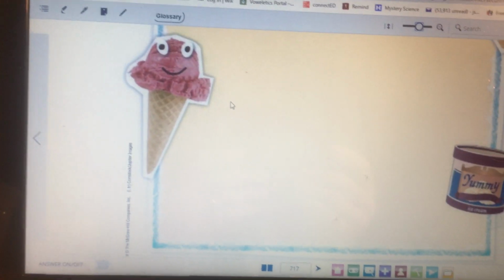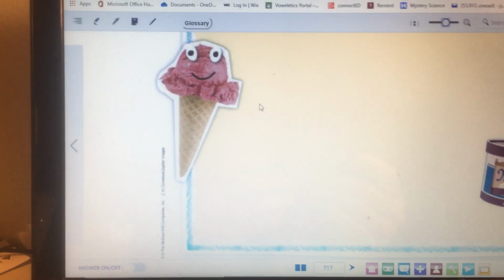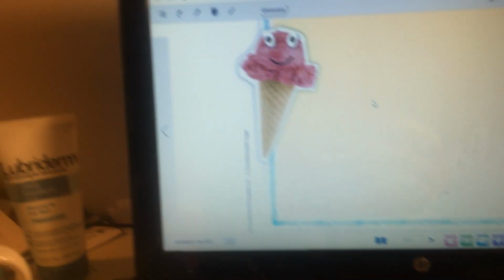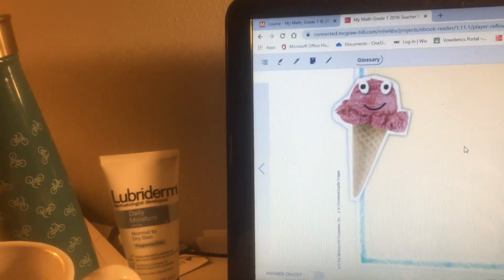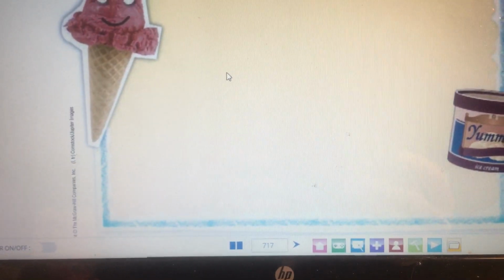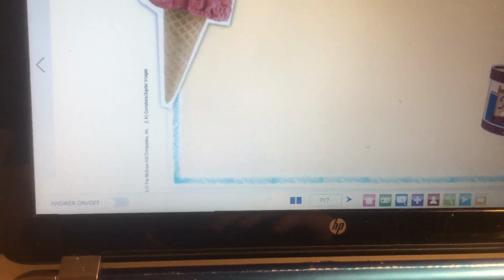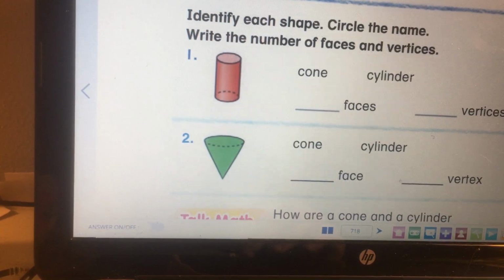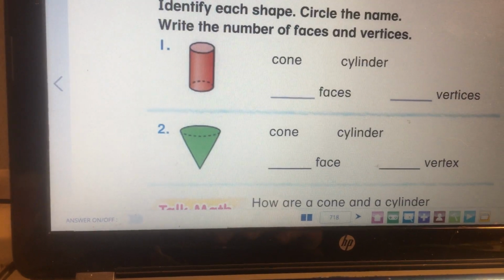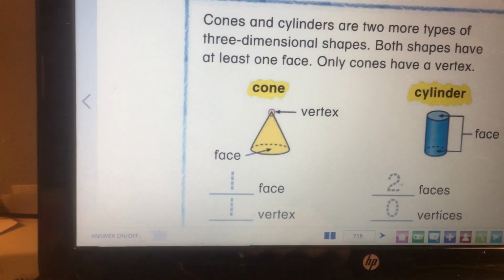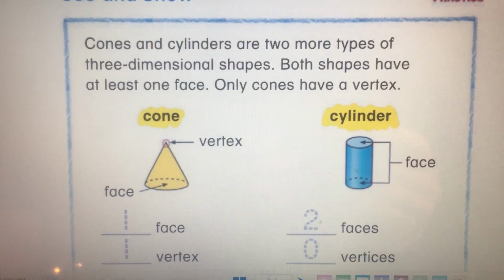And that'll help us focus on the fact that cones are solid or 3D shapes that have one circular face at the top, and cylinders are 3D shapes that have two circular faces, one on the top and one on the bottom. Okay, now after you've drawn your faces on page 717, then please turn your paper over to page 718 and let's read what we need to succeed.